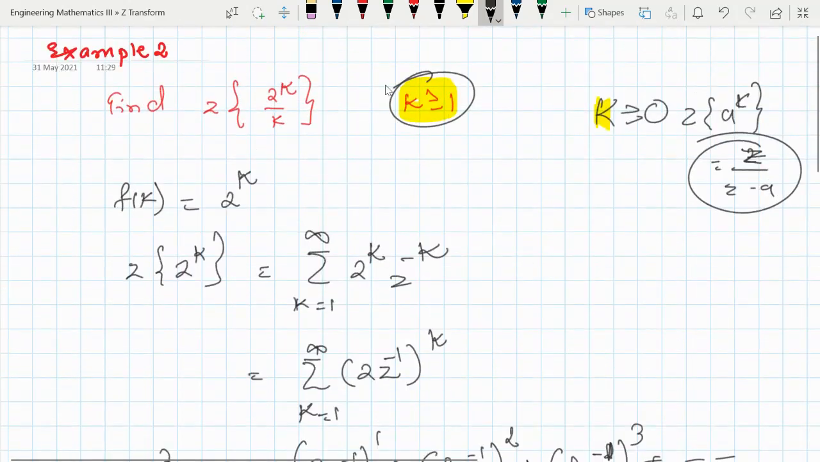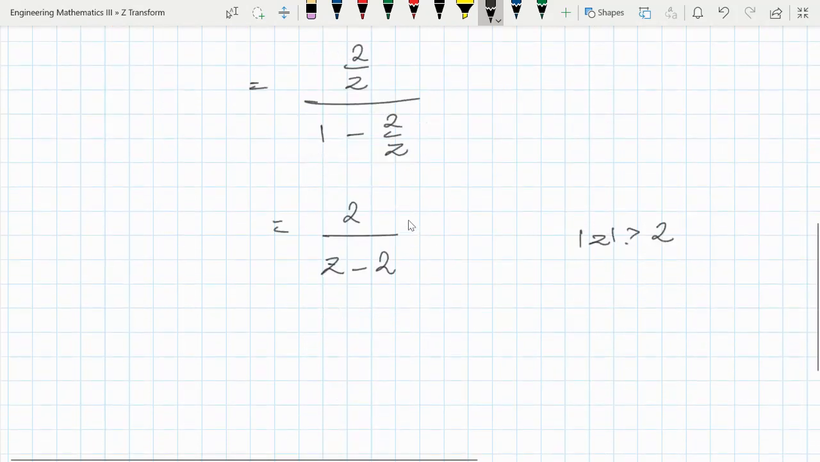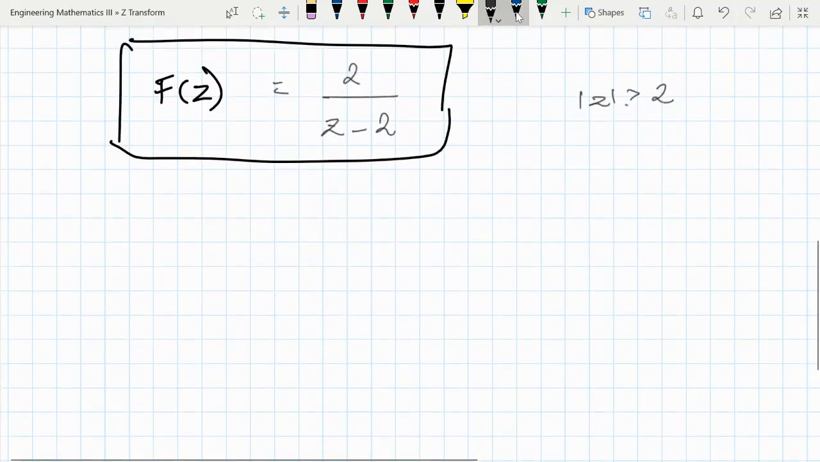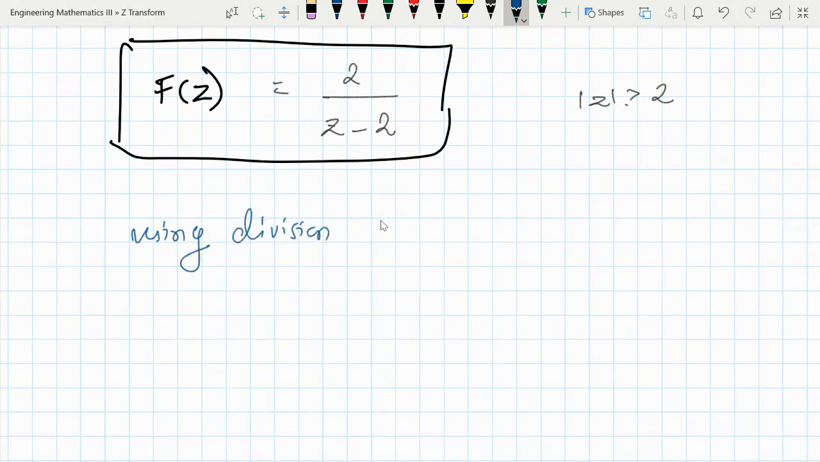Okay, so for k greater than or equal to 0 we have z upon z minus 2. For k greater than or equal to 1 we have 2 upon z minus 2, isn't it? And what is this? This is my f of z. Okay, and now we need to apply the result. So therefore, by using the division by k property, what do I have?